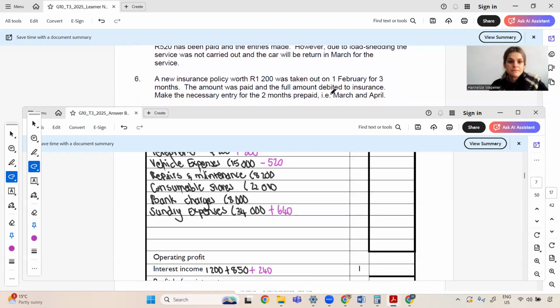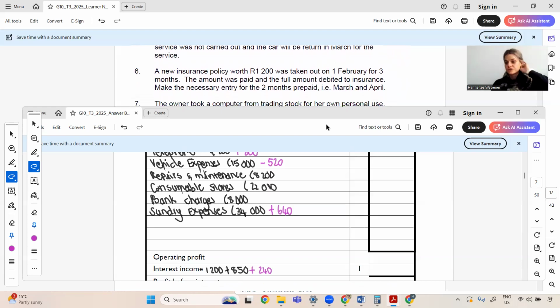Right. Next up, a new insurance policy worth 1,200 Rand was taken out on the 1st of Feb for 3 months. So your financial year ended 28 Feb 2024. You took out this new insurance policy for Feb, March, and April. So you now need to remove the 2 months that you have prepaid for. That's what the rest of the adjustment also says. We're actually nice here in telling you the amount was paid and the full amount debited to insurance. Make the necessary entry for the 2 months prepaid.